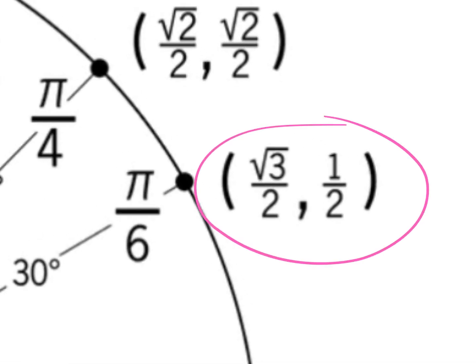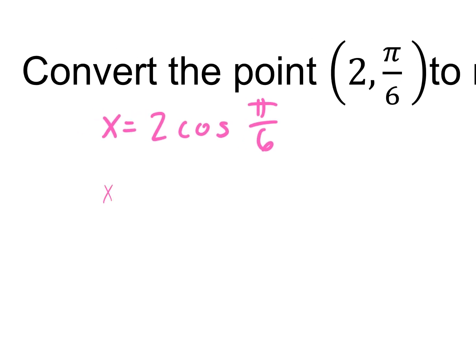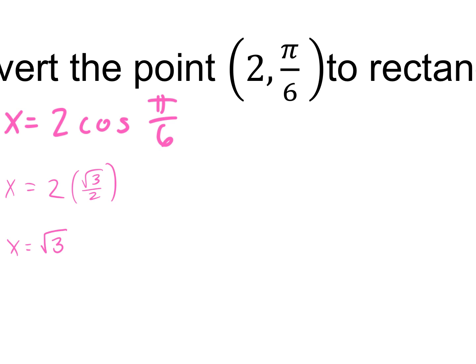Square root 3 over 2. So x is equal to 2 times square root 3 over 2. So x is equal to square root 3. Let's do it again.